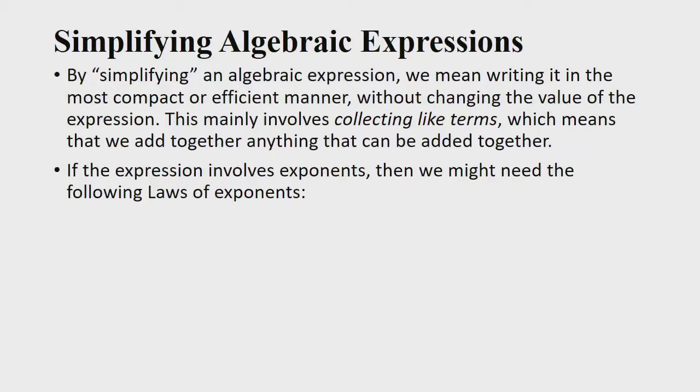As I said, this is done mainly by collecting the like terms, which means that we add together anything that can be added together. Anything which only varies at the coefficient in front, those can be added together. Otherwise, if you have a fraction, then we also cancel out terms that can be cancelled out. If you have 2 on top and 2 at the bottom, then obviously 2 divided by 2 gives you 1, isn't it? And therefore, that can be cancelled out, and so on.